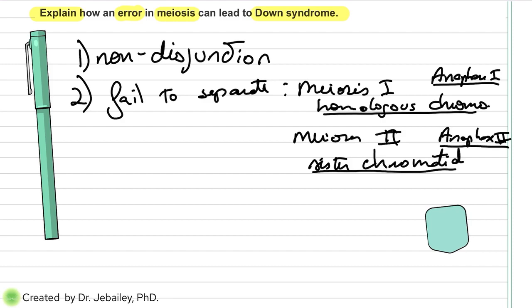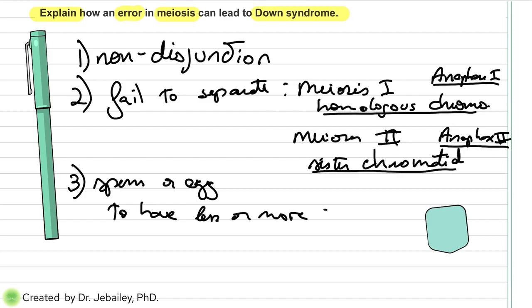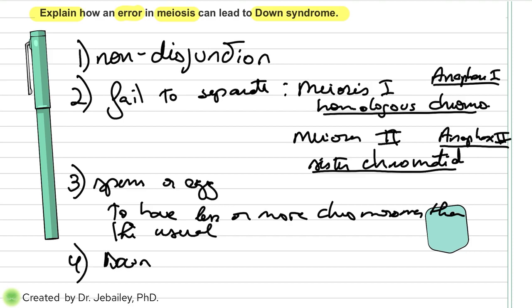Now, when this fails to separate, what does this cause? This causes the sperms or the eggs that are forming to have less or more chromosomes than the usual. And this is where you have to put an example of a situation like this, and you can say Down syndrome. But remember, just putting the word Down syndrome is not enough. You have to explain what Down syndrome is.